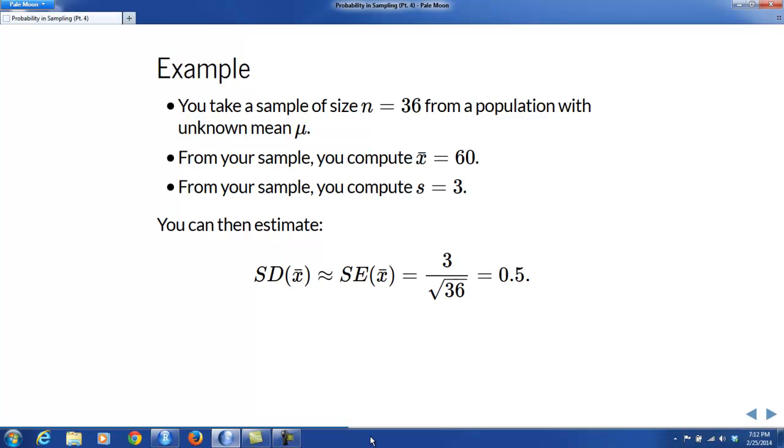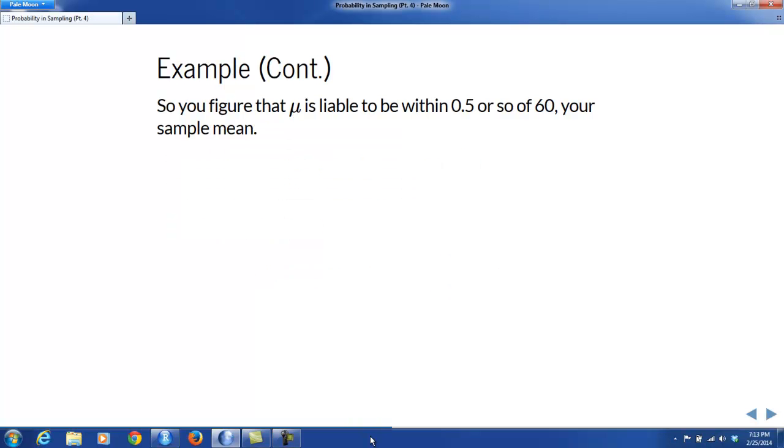For example, say you take a sample of size 36 from a population with some unknown mean mu. From your sample, you compute that x bar is 60, let's say. And also, let's say that from your sample, you compute that the sample standard deviation is 3. Then you can estimate the standard deviation of x bar by the standard error of x bar. That will be 3 divided by the square root of 36. This works out to exactly 1/2. So you figure that mu is liable to be within 1/2 or so of 60, which was your sample mean. So you have a ballpark interval for mu.